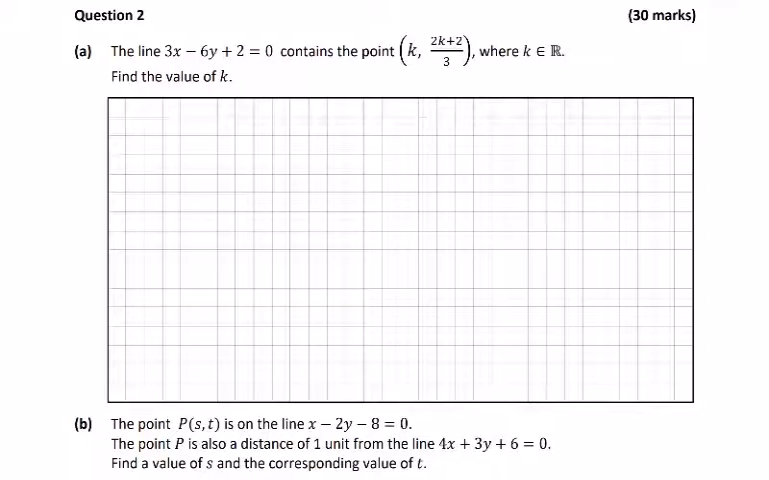Question 2 on the 2021 Leaving Cert. 3x minus 6y plus 2 is the line we're given. It contains this point k inside it. Find the value of k, so just sub in k.